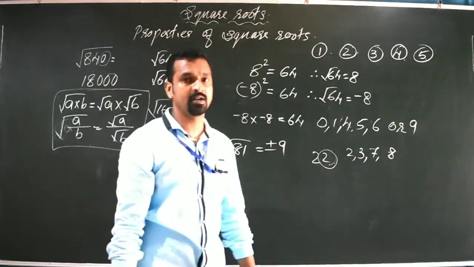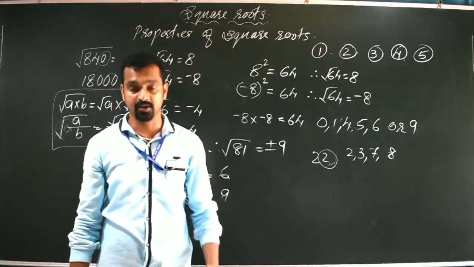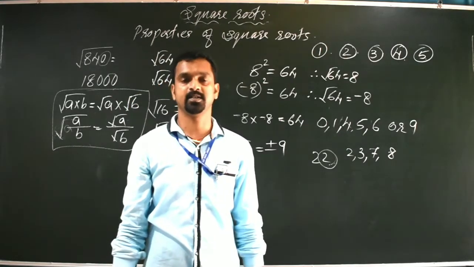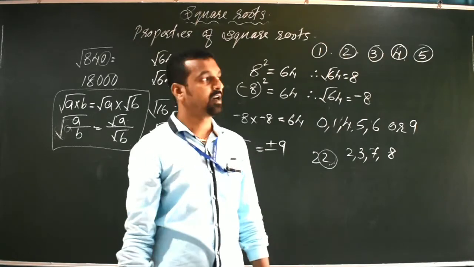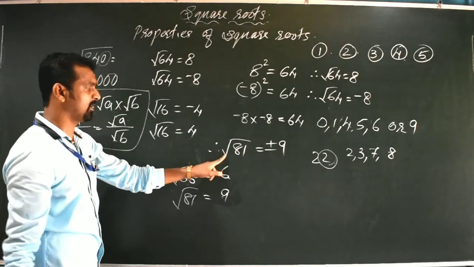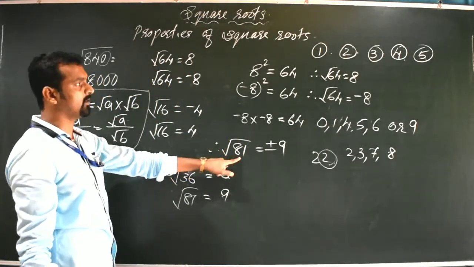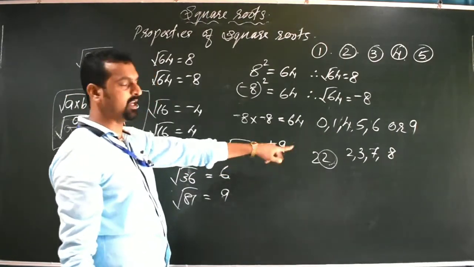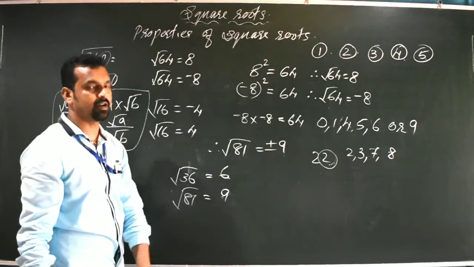What is meant by square root? The square root of a given number is that number which when multiplied by itself gives the given number as the product. This is the symbol of a square root. Read it as square root of 81. 9 square is equal to 81. So square root of 81 is equal to 9.